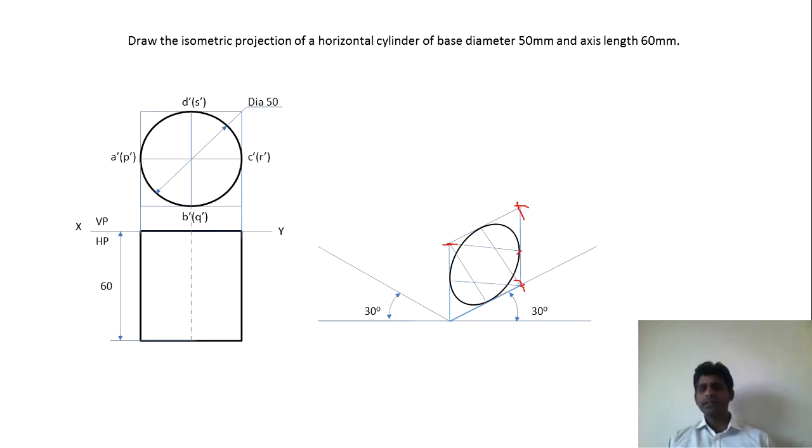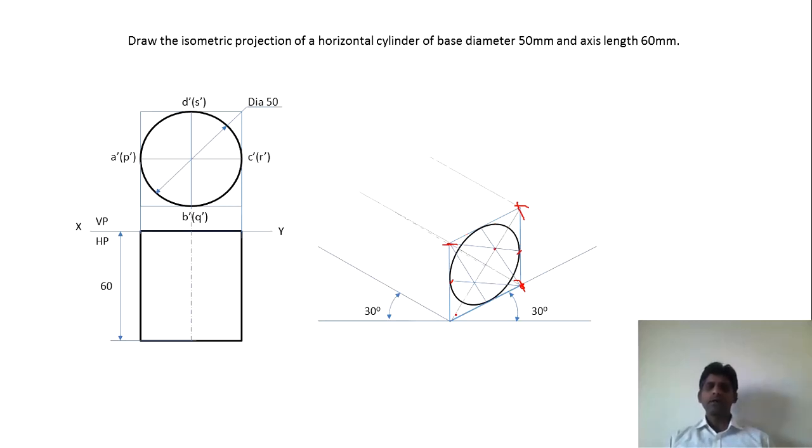Then you can take this as the center and this much as the radius, and you can draw this particular arc. And then this has to be considered the center, and this much should be the radius, and this arc can be drawn. Similarly, this will be the center and this much will be the radius from this point to this point, and we can draw this arc. So we will obtain the isometric projection of the circle.